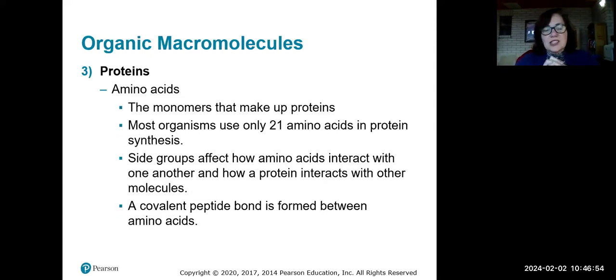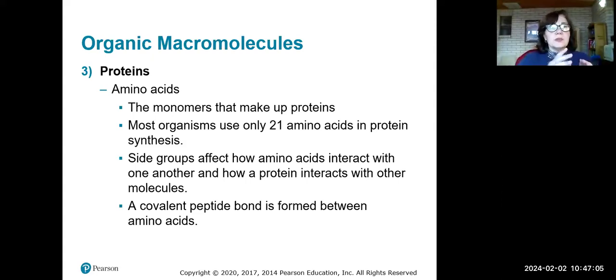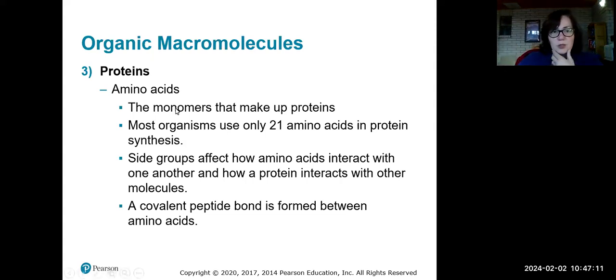All of the proteins are made of individual subunits, just like we said, the polysaccharides, the complex carbohydrates, are made up of a lot of sugars. Proteins are made up of a lot of amino acids. Those are the individual units, monomers. There's only 21 different amino acids, and most organisms use only these 21 amino acids.